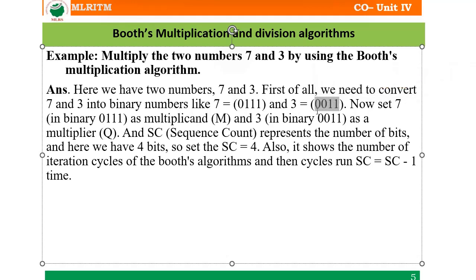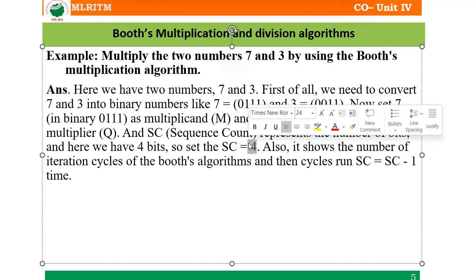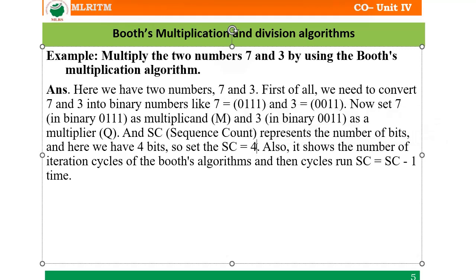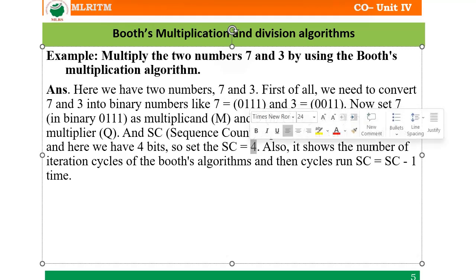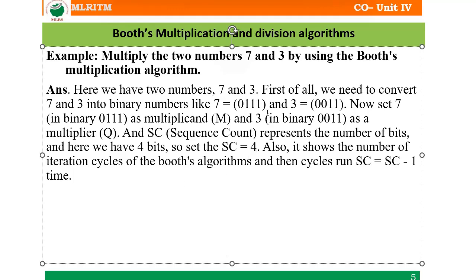Why? Because the multiplier contains 4 bits. That's why the sequence counter is assigned 4, that is, the total number of bits is 4. Every time we are comparing the values of Q0 and Qn minus 1; there is a chance to get 00, 11, 01 or 10. After performing the arithmetical shift right, we decrement the counter value. If the counter value is 0, we end the process. Otherwise, we repeat the process.